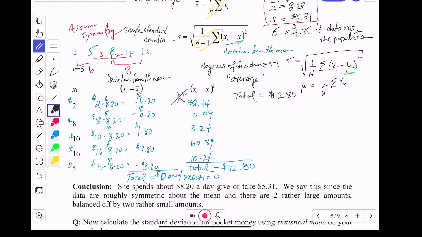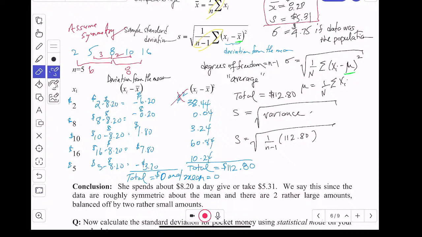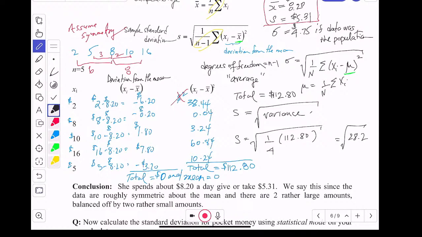And then S must be the square root of the variance. This is called the variance. The variance is the average of the squared deviations from the mean. N minus 1 is 4. So what do you get? You get, in brackets under the root, 28.2, and then when you take the square root, you can now put the dollar sign and call it 5.31.